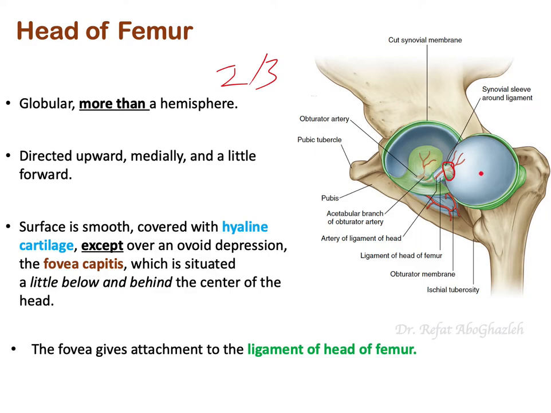So this ligament is the ligament of the head of femur. We will talk about this ligament as well, and consider it an intracapsular ligament. Back again to the head of femur, it has a fovea capitis near its center, so I will give you some extra information about that. This is the center of the head of femur. The fovea capitis that I'm talking about is located just a little bit below and behind this center. So I would say almost here, right?